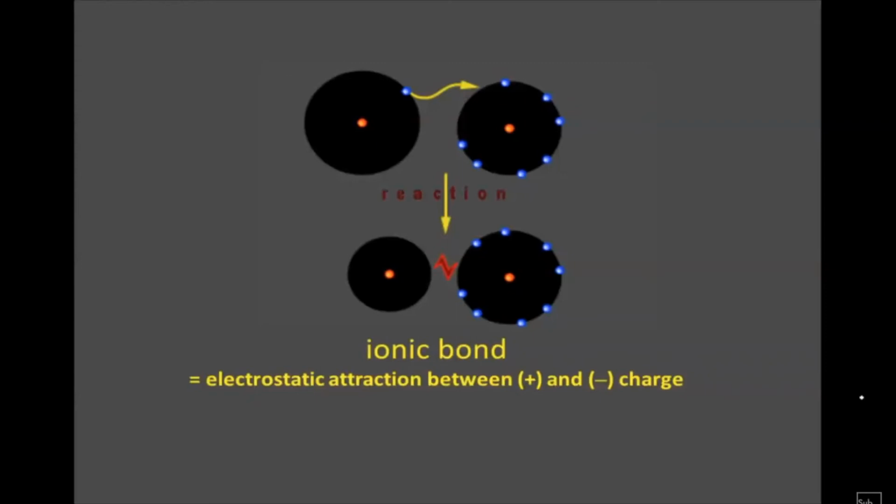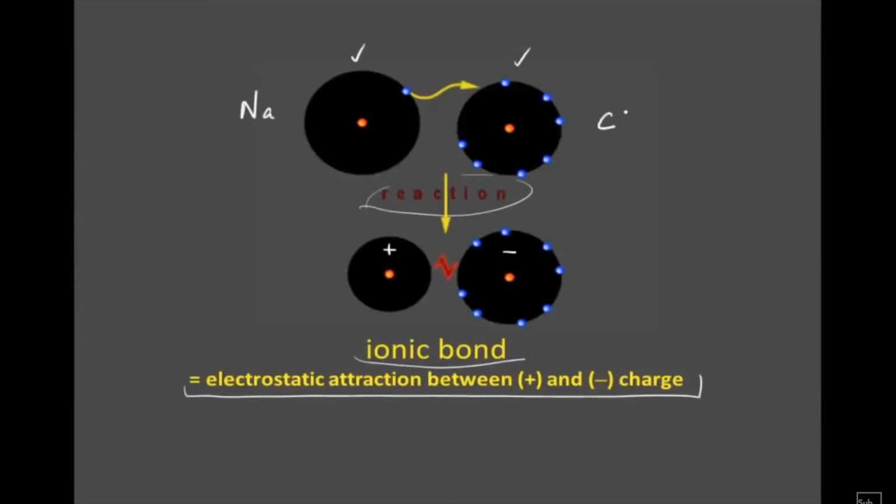So here we have a metal reacting with a nonmetal. The transfer of the electron, the reaction, results in a positive ion and a negative ion. So the ionic bond is simply the electrostatic attraction between the positive and negative charge that the ions have. So you could call this a sodium atom and this a chlorine atom. And once the sodium loses an electron, it becomes Na+, and the chlorine gains that electron and becomes Cl-.